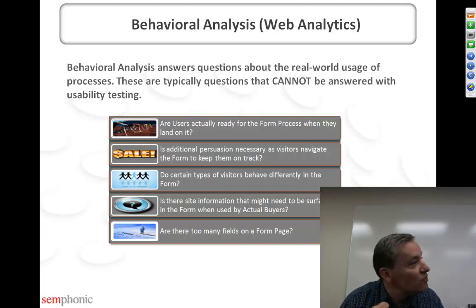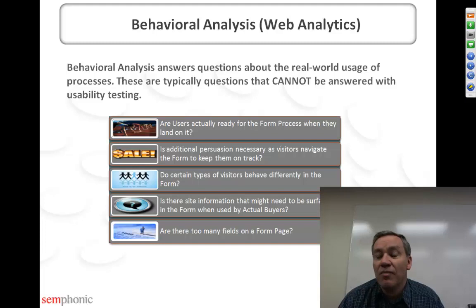Lastly, there are just basic usability questions that sometimes can't be answered by usability testing. A thing like, are there too many fields on a form page? If you sit someone down in front of a form page and say, fill it out, they're going to fill it out, right? It doesn't matter to them how long it takes them. They've been told to do it.